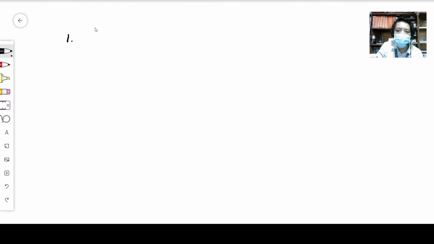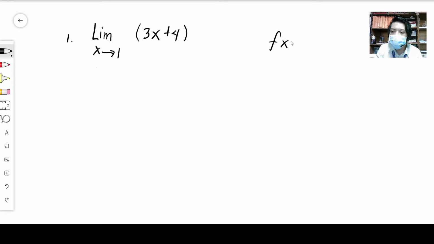So we have here number 1. The limit of 3x plus 4 as x approaches 1. So we are finding the limit of a function. The function here, f of x, is equal to 3x plus 4. We are finding the value of the limit of the function as x approaches 1. So how do we find the limit?